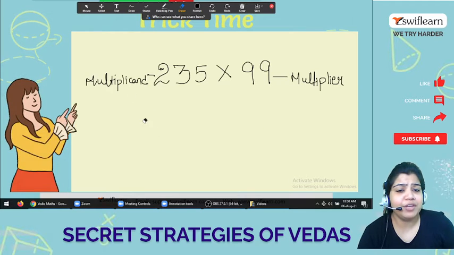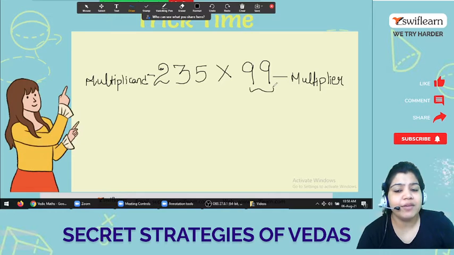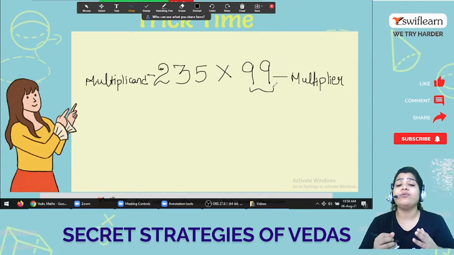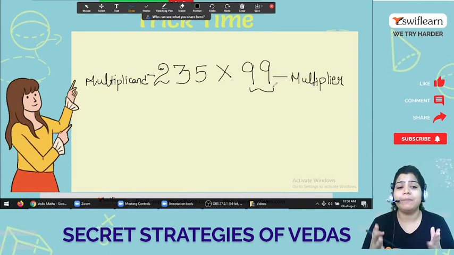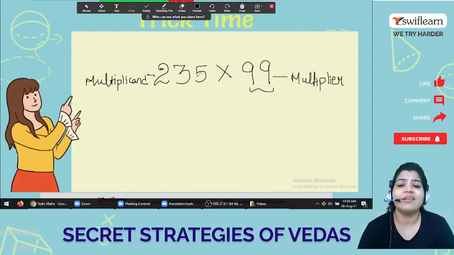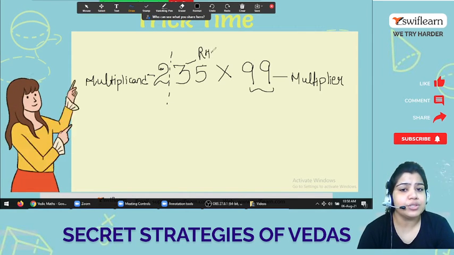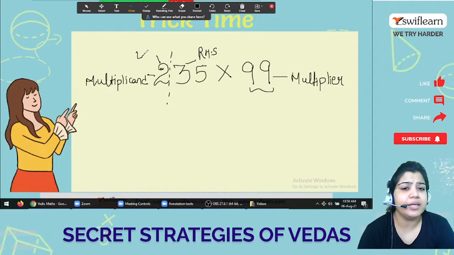In this we have a different method. What is that? I'll tell you. Here how many 9s do we have? We have two 9s. So according to that we are going to split the multiplicand into 2 parts. Two 9s, so we leave 2 digits from the right end, 3 5, and split this one. This part becomes my RHS and this part becomes my LHS.